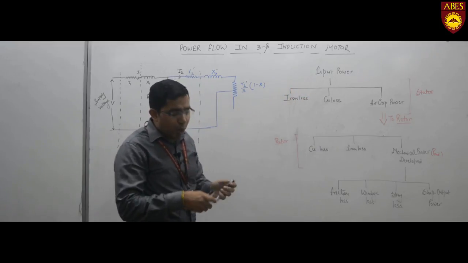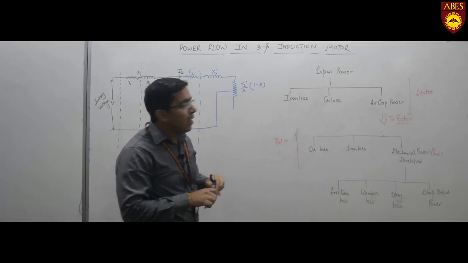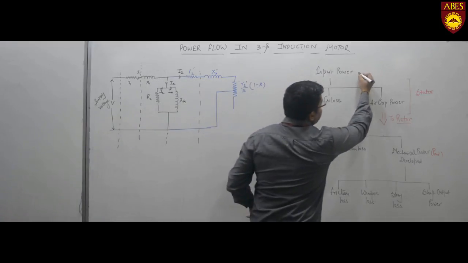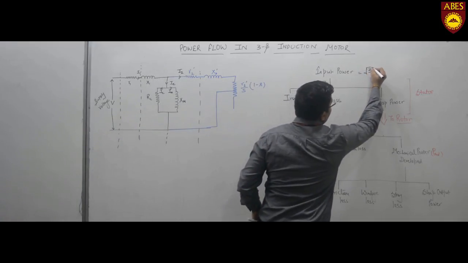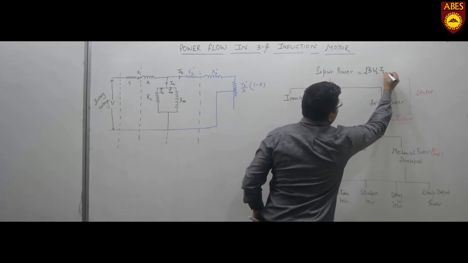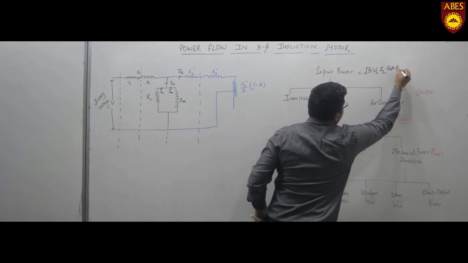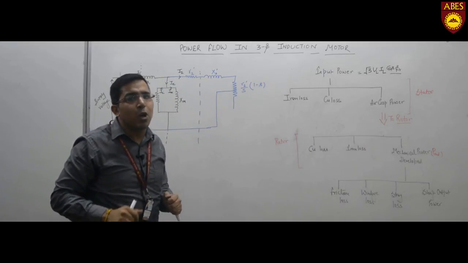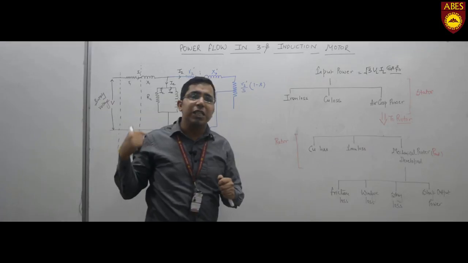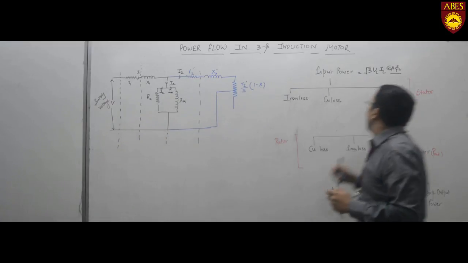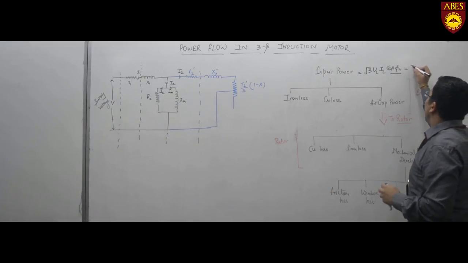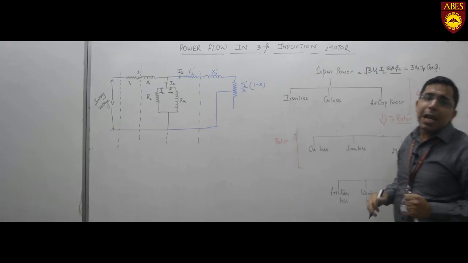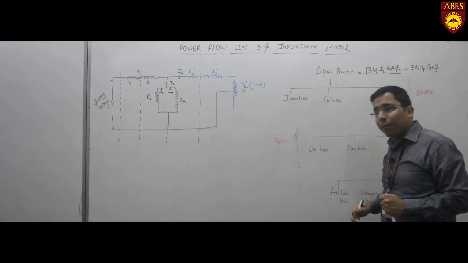Now the input power can be represented by the simple three-phase formula, which is equal to 3 root 3 VL IL cos phi I, where cos phi I is the input power factor of the motor. As we are using per-phase analysis, it can also be represented in per-phase form as 3 Vp Ip cos phi I. Vp and Ip here represent the per-phase values.